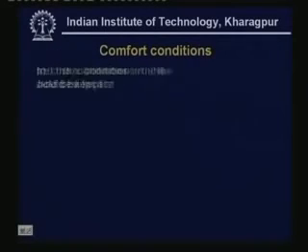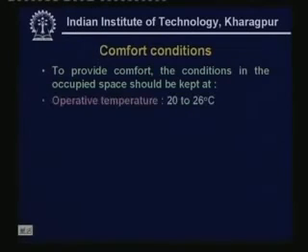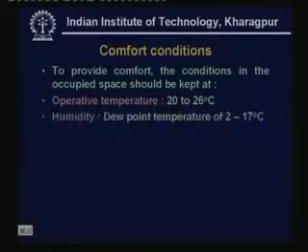Let us look at comfort conditions. What are the requirements for a typical occupied space so that a person can feel comfortable in the occupied space? Generally, the temperature, what is known as the operative temperature of the conditioned space, should be between 20 to 26 degrees centigrade, and the humidity or moisture content should correspond to a dew point temperature of 2 to 17 degrees centigrade. So you can see that for humidity there is a larger bandwidth.